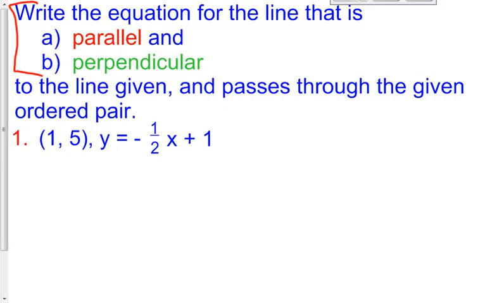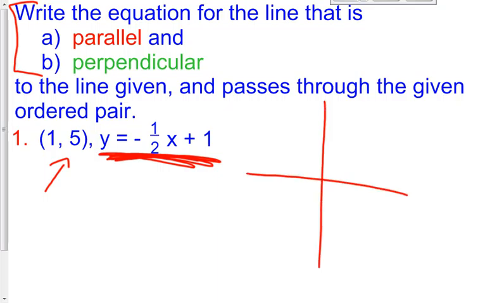So this one, we want a line that is parallel to this line, so it never ever touches it. And we want it to go through this point. So I'm just going to draw a very rough estimate. I'm not saying that this is going to be the line in any way, shape, or form, but let's say that this line looks like this.